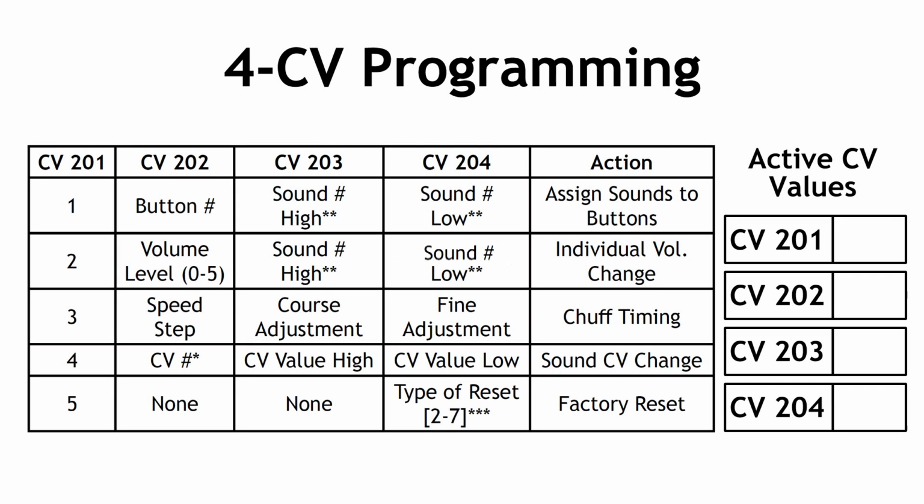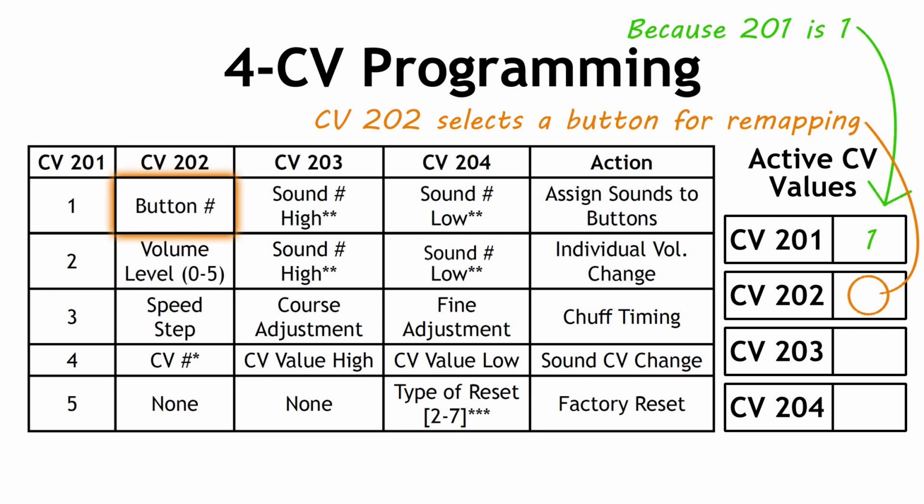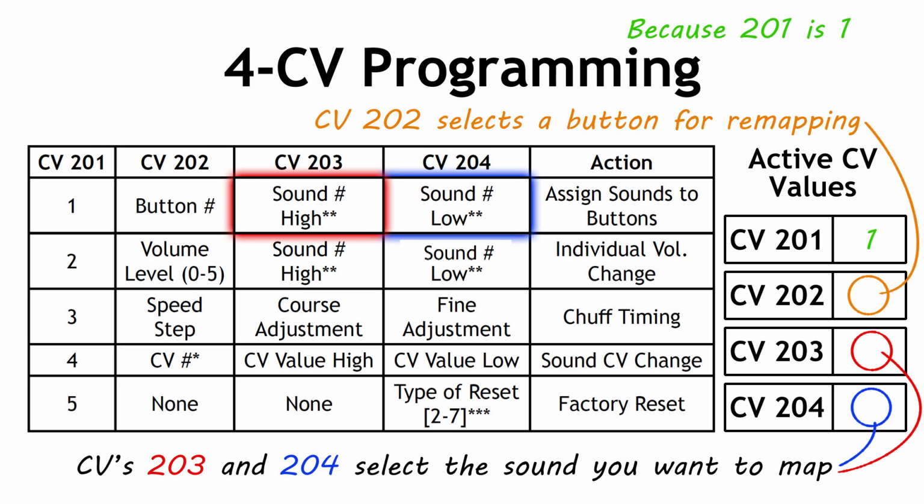Now I will explain how indexed CVs work. CV201 is the main identifier. What value you put into CV201 determines what the other 3 CVs mean. For example, if you put a value of 1 into CV201 for remapping sounds to buttons, then CV202 defines what button you want. Then CVs 203 and 204 determine what sound number you want.